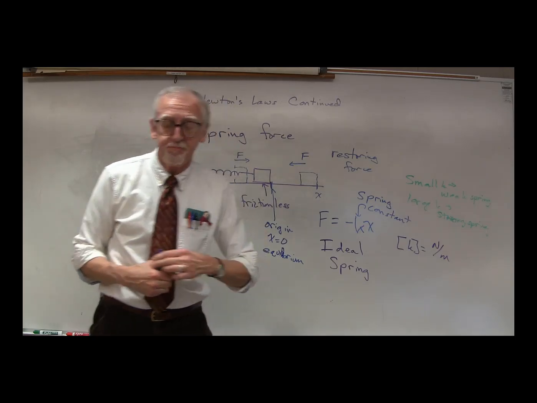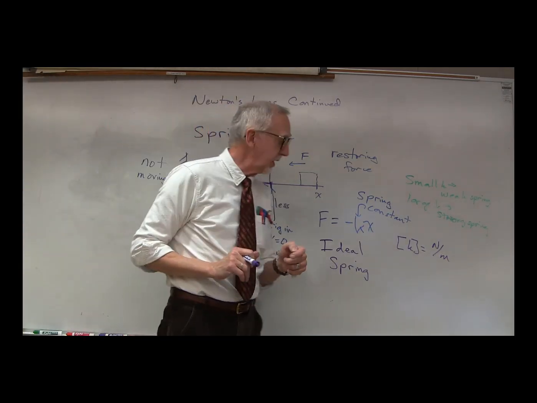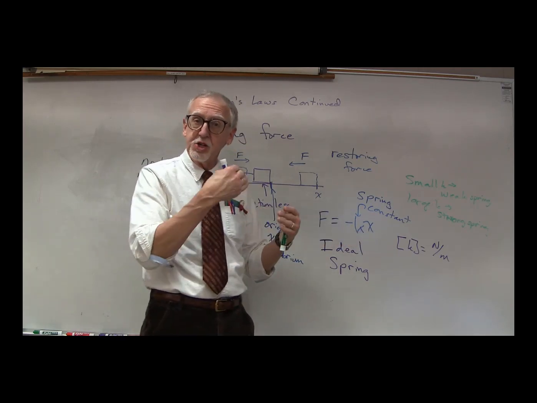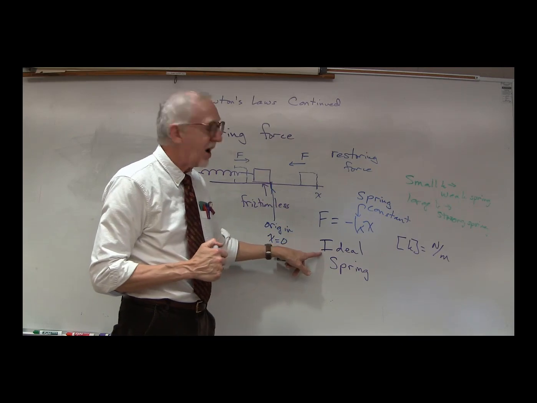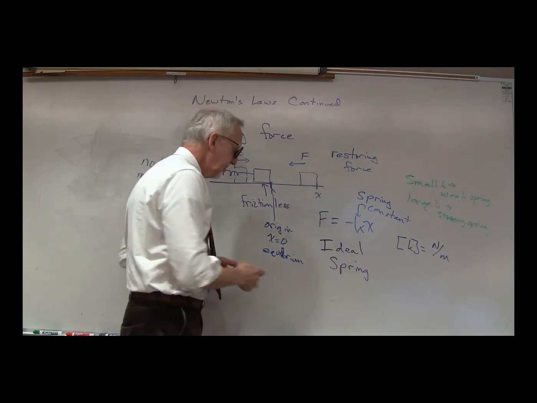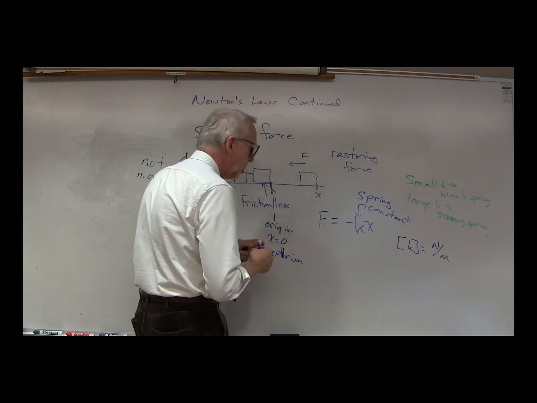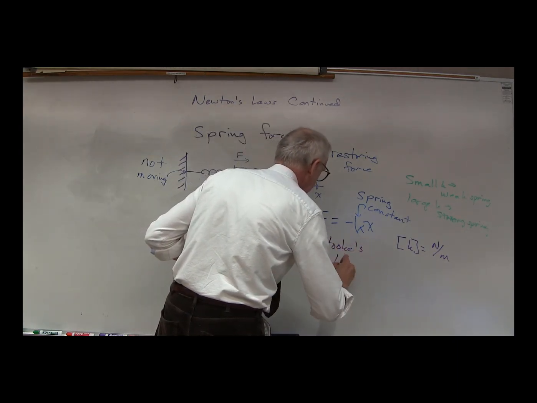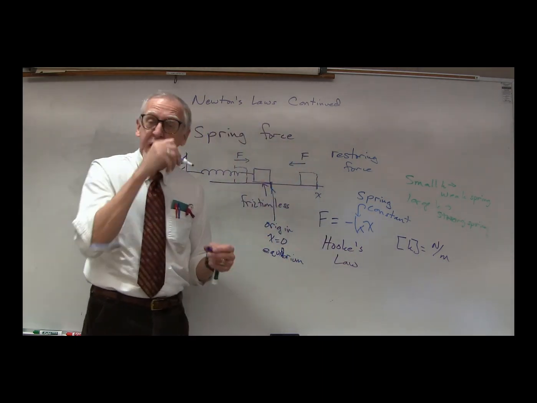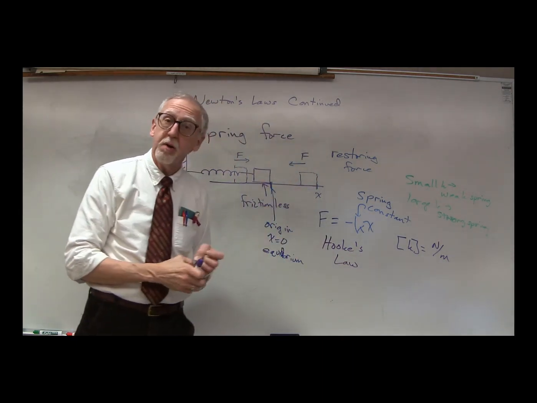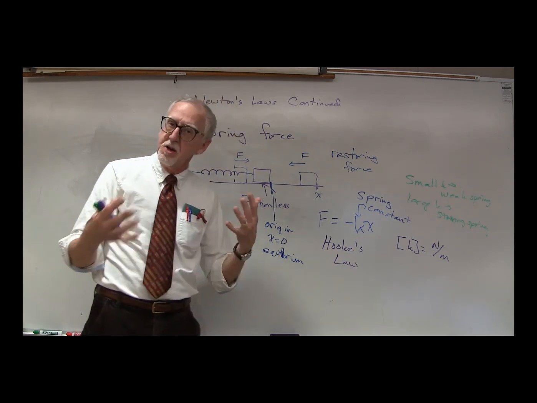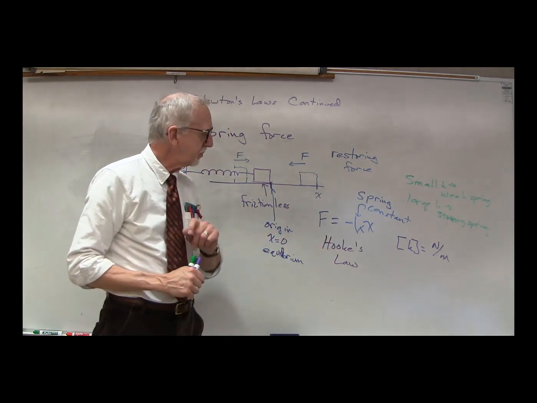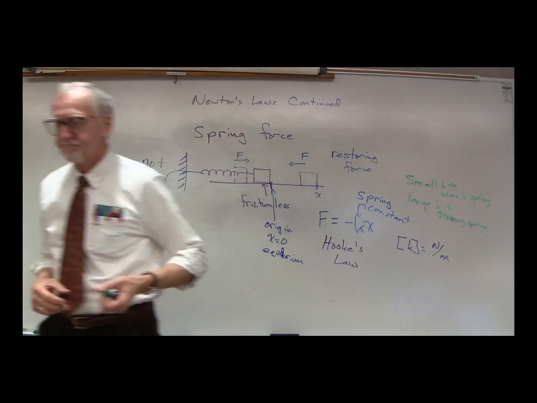What about some others? Sorry, forgot to mention one more thing. This relationship, F equals minus kx, which describes the relationship between the force and the displacement for an ideal spring, this relationship is called Hooke's law. That is named after Robert Hooke, who was a contemporary of Sir Isaac Newton, who was also looking at forces and things like that when Isaac Newton was working. Okay, so F equals minus kx, Hooke's law. We'll see more of that later on.